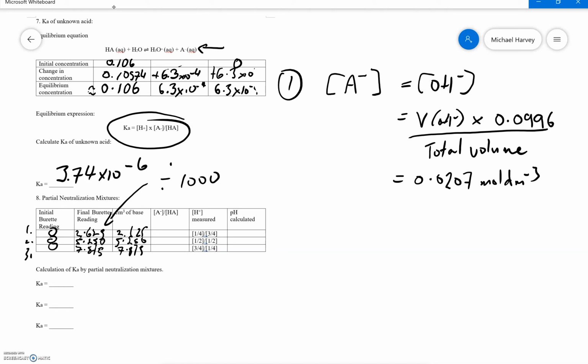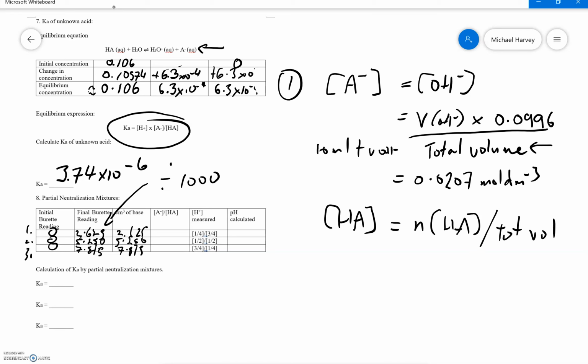And how do we get the total volume? Okay, it's going to be basically your 10 mils of acid plus the volume of the hydroxide that you added. So this will be 12.625 centimeters cubed in this particular example. Okay, so now we have the concentration of the A minus. The concentration of the acid will be more interesting. So that's going to equal the number of moles of the HA divided by the total volume.